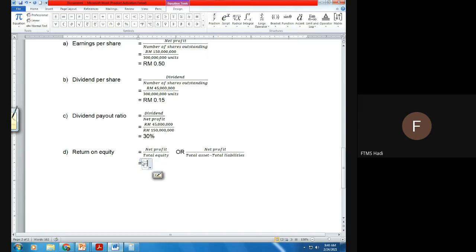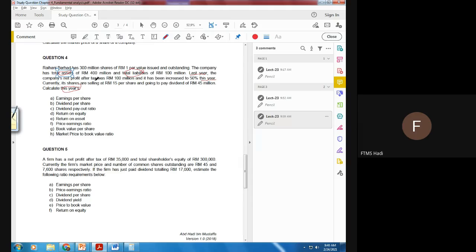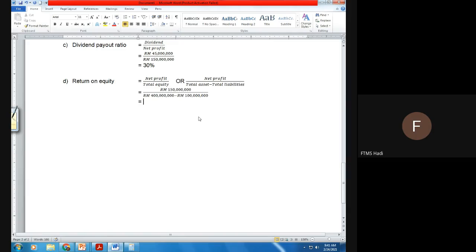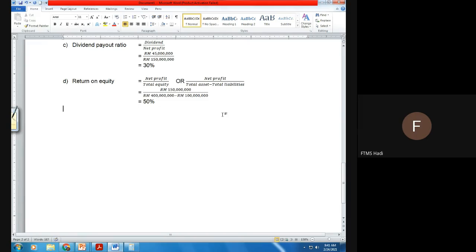Okay, so net profit macam biasa dekat atas, this one 150 million divided by total asset minus total liabilities in the question. Total asset 400 million, total liabilities 100 million. In mathematics, you need to solve the bracket first, right? The bawah dulu kan, yang ada tolak ni. 150 million divided by, you buat kurungan, 400 juta minus 100 million. Kurungan, don't forget, return on equity in percentage. That means the answer will be 50.